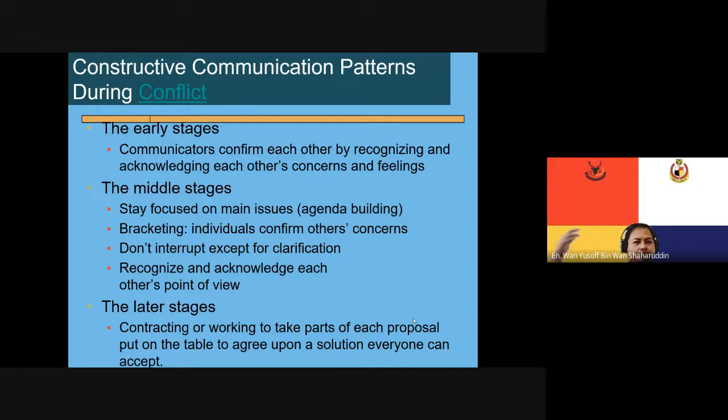You will tend to be open and you will listen, and your partner will also be open and listen to you. And in the middle stage, you will stay focused on the main issue or agenda building, all right? And you will tend to practice bracketing, whereby both of you confirm each other's concern.